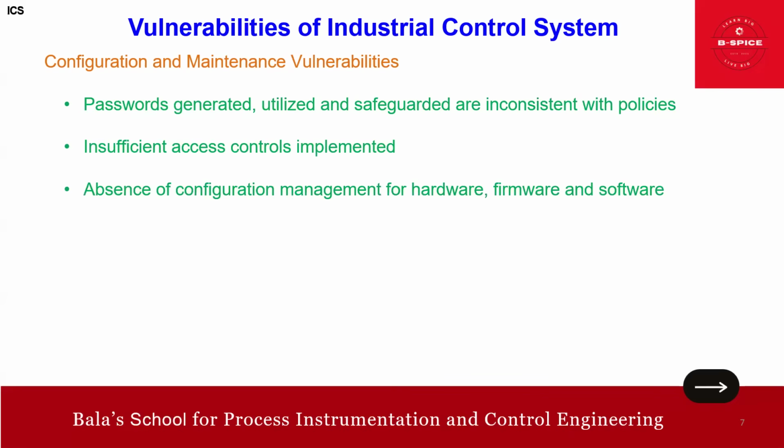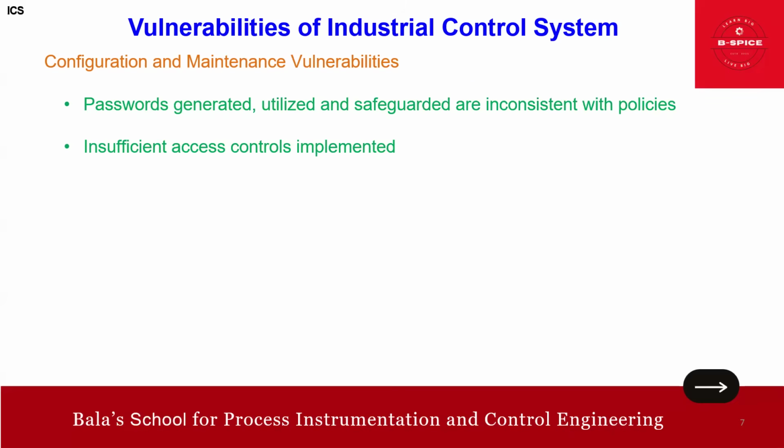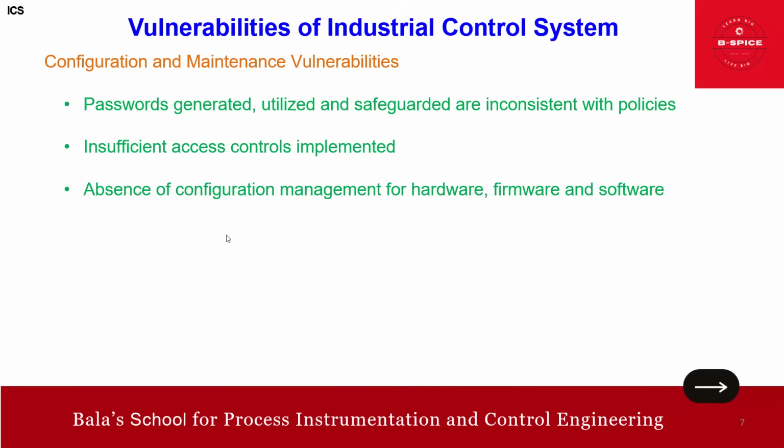Then insufficient access controls. Access control should align with how the organization assigns responsibility and privileges to its personnel, right? Poorly defined access control can grant an ICS user too many privileges or restrict them excessively. That is also one of the areas we need to focus on.